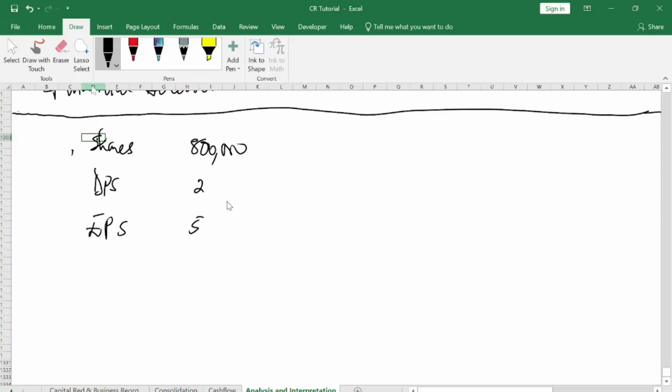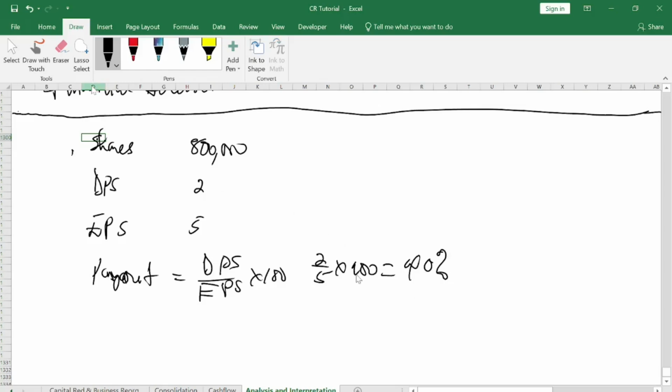So if you want to know the dividend payout, it's dividend per share divided by earning per share times 100. So you will have 2 over 5 times 100. What do we get? 40. So here it means 40%. So their earnings that they've had, they are paying 40% of the money.